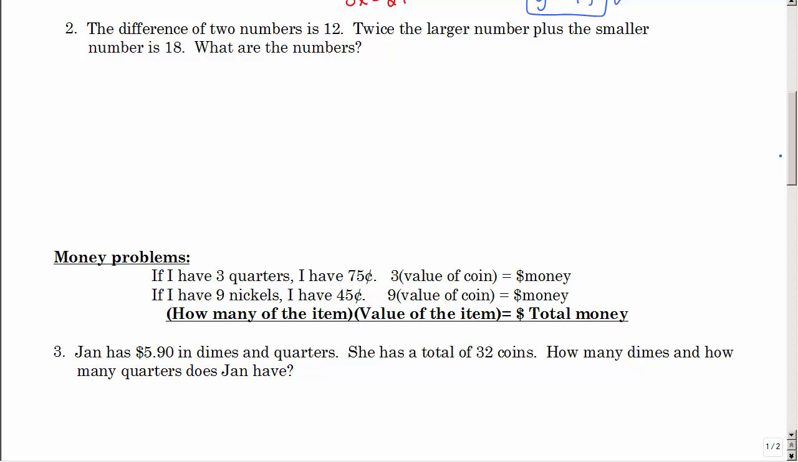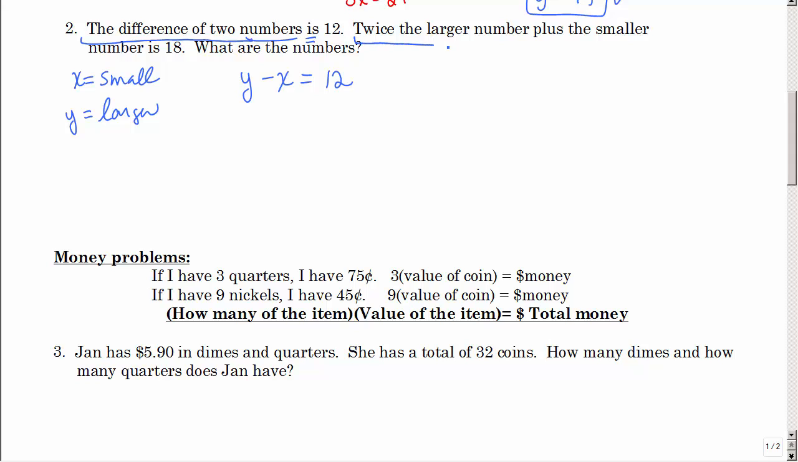Twice the larger number plus the smaller number is 18. What are the numbers? So I'm going to use the same setup. I'm going to let x be my small one and y be my larger one. Now when I say the difference, that means I have to subtract. And when you first learn to subtract, didn't you always take the larger one minus the smaller one? That's what I'm going to do. The larger one minus the smaller one is 12. So the difference is 12.